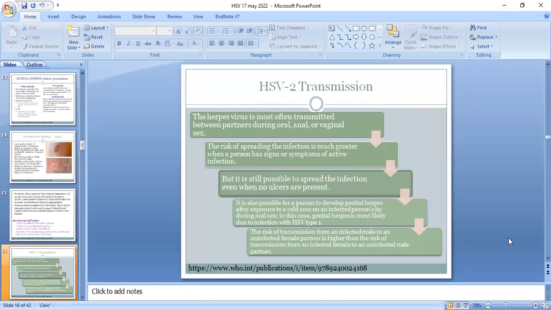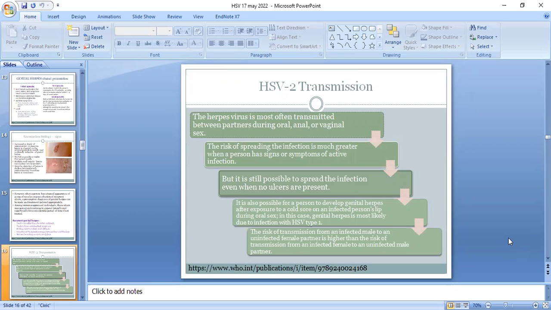The herpes virus is most often transmitted between partners during oral, anal, or vaginal sex. The risk of spreading the infection is much greater when a person has signs or symptoms of active infection, but it is still possible to spread the infection even when the ulcers are not present or the patient is asymptomatic. It is also possible for a person to develop genital herpes after exposure to a cold sore or an infected person's lip during oral sex.